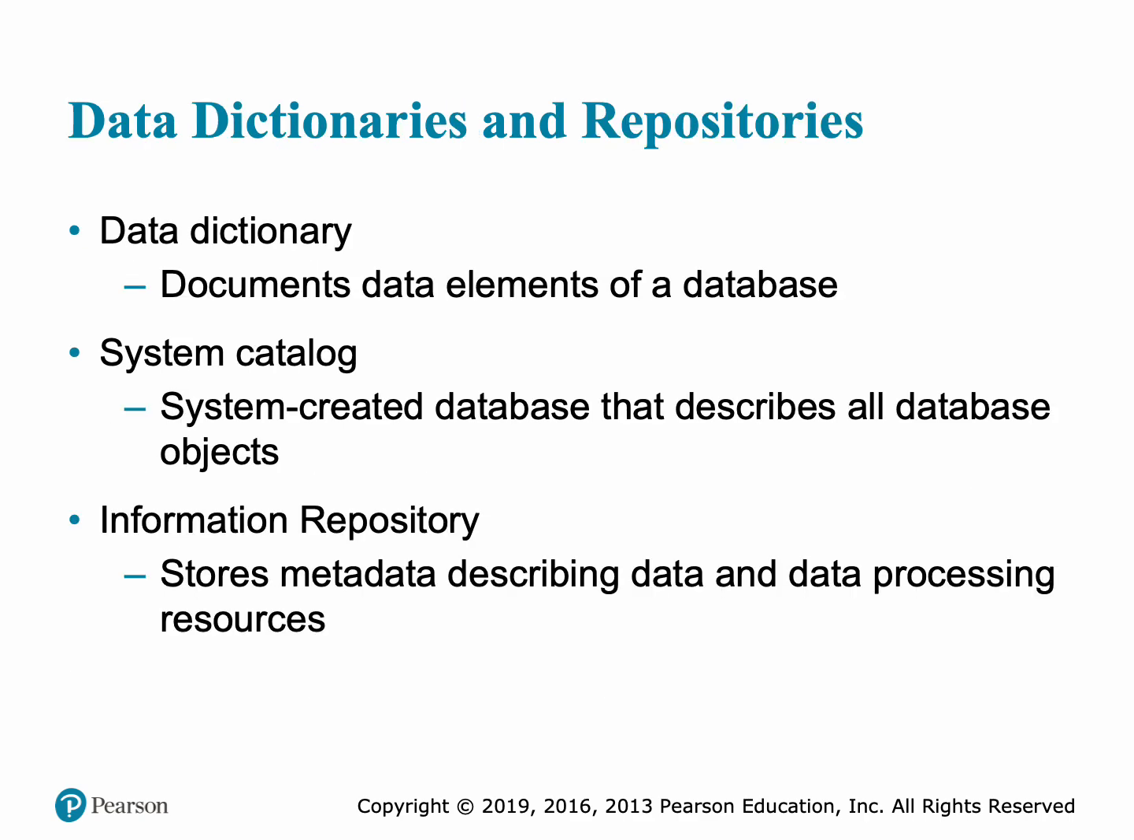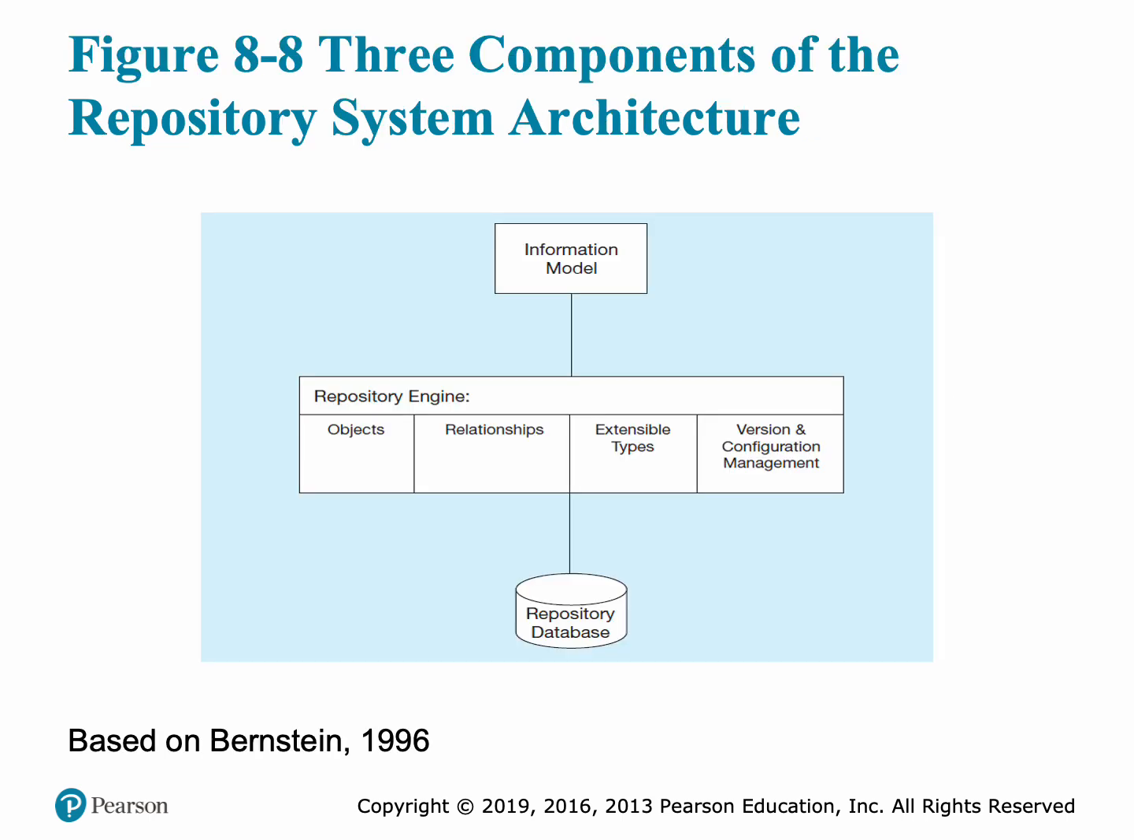Data dictionaries and repositories. A data dictionary documents the data elements of a database. The system catalog is a system-created database that describes all database objects. An information repository stores metadata describing data and data processing resources. The information model is a schema of the repository information. The repository engine is software that manages the repository objects. The repository database is where the repository objects are stored.